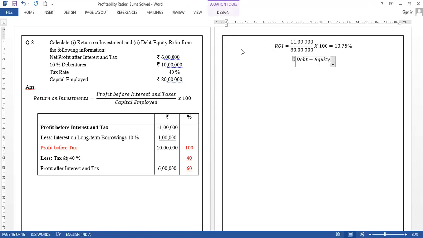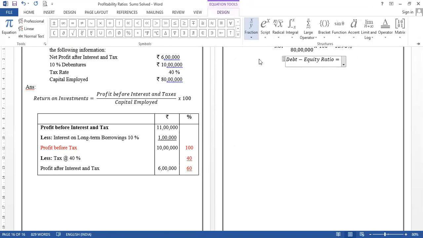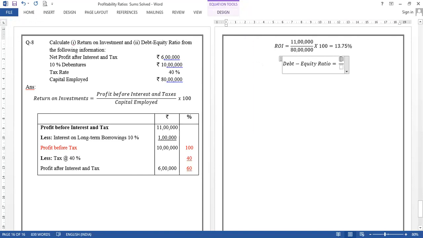Now the next ratio asked is debt equity ratio. So let me write the formula for debt equity ratio over here. So debt equity ratio is debts upon equity, right? Let us calculate the debts and the equity. Debts we are aware of, 10% debentures is given, rupees 10 lakhs, but equity is not given, but we are given capital employed. So let us apply the formula of capital employed over here to calculate equity.